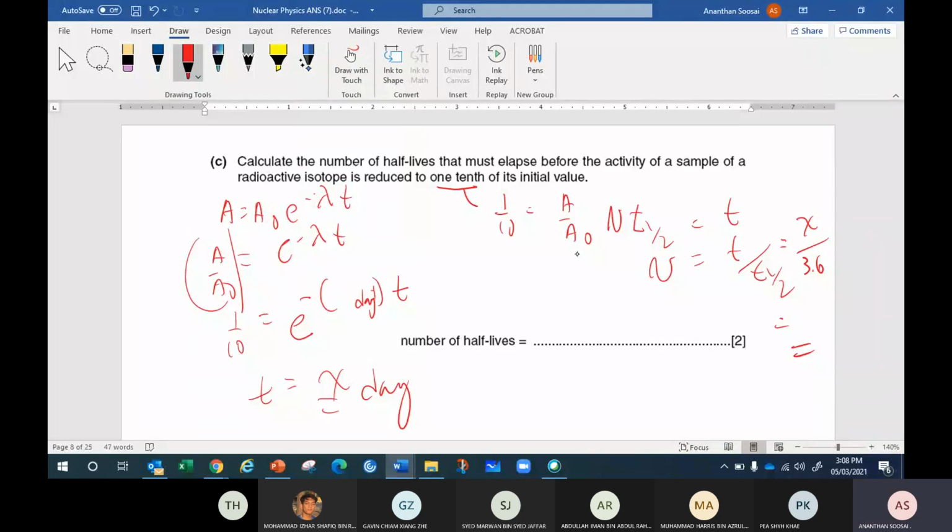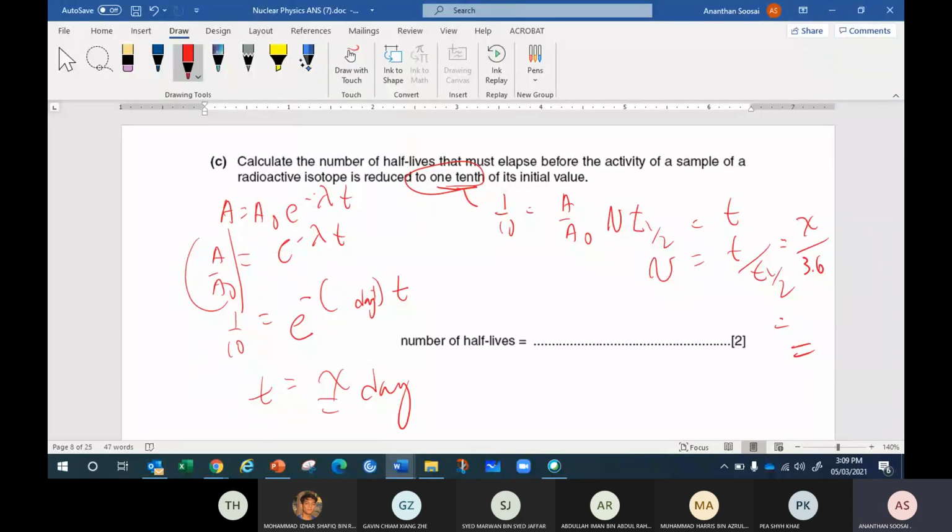So this is what should be in your mind. When you read this question, you should know you're looking for the time. Find the time first. A over A naught is 1/10, so you put 1/10. Another big problem is what unit you're going to use for the lambda. Here I leave lambda as per day so that the time is in days, because the half-life is given in days. So it's easy to find the number of half-lives. If you're confused about what unit to use, convert everything to per second, to SI. You won't get it wrong if you're confused, but it's more work. The choice is yours.